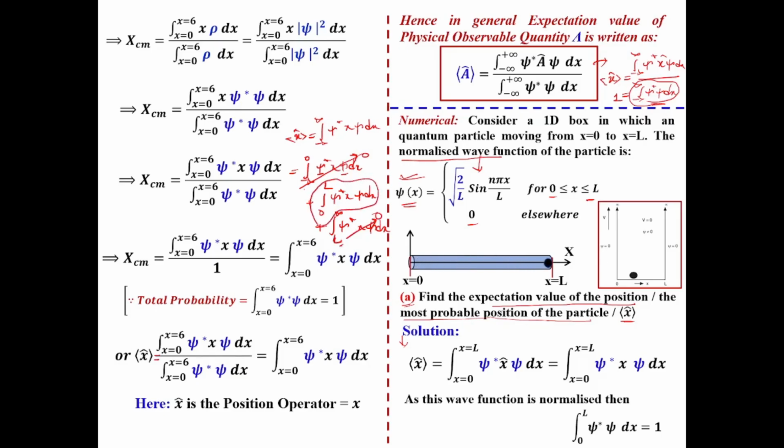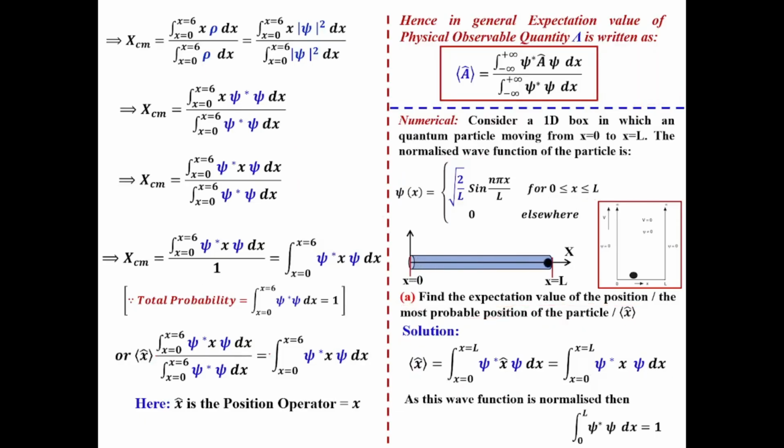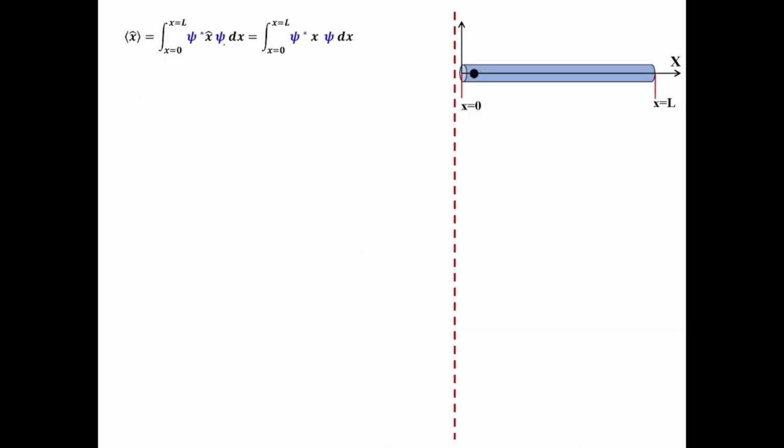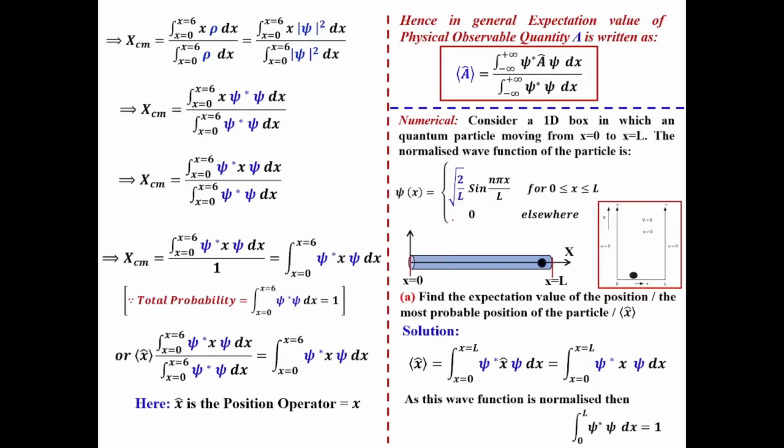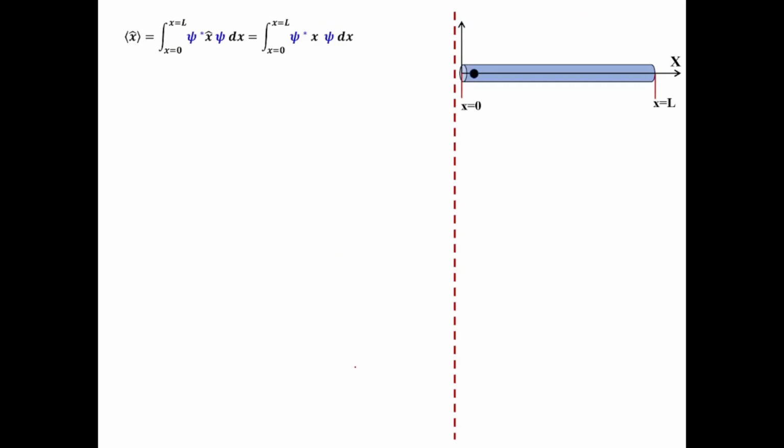Okay, so I have directly written this one. For this situation, the expectation value of the position of this quantum particle is equal to integral 0 to L psi star x cap psi dx, and x cap is nothing but x. I just omitted these steps. Here I have written that this wave function is normalized, psi star psi dx equal to 1 from 0 to L. Okay. Now we have to solve by considering this wave function, root of 2 by L sine n pi x by L.